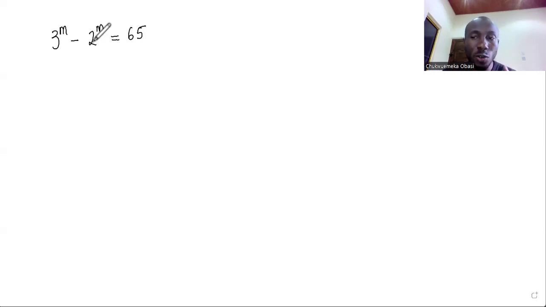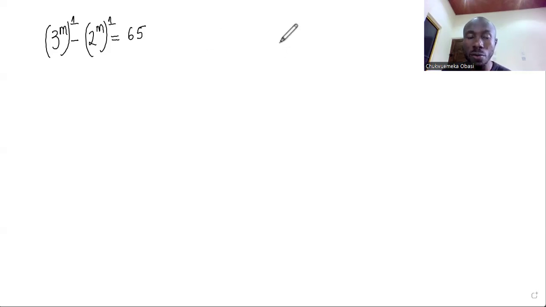So guys, do you know it's natural to have the power 1? So it's just natural for everybody to have the power 1, right? So I can write these guys as 3 to the power m, all to the power 1, and the other guy like that. Now, the concept we are about to apply is the difference of two squares.